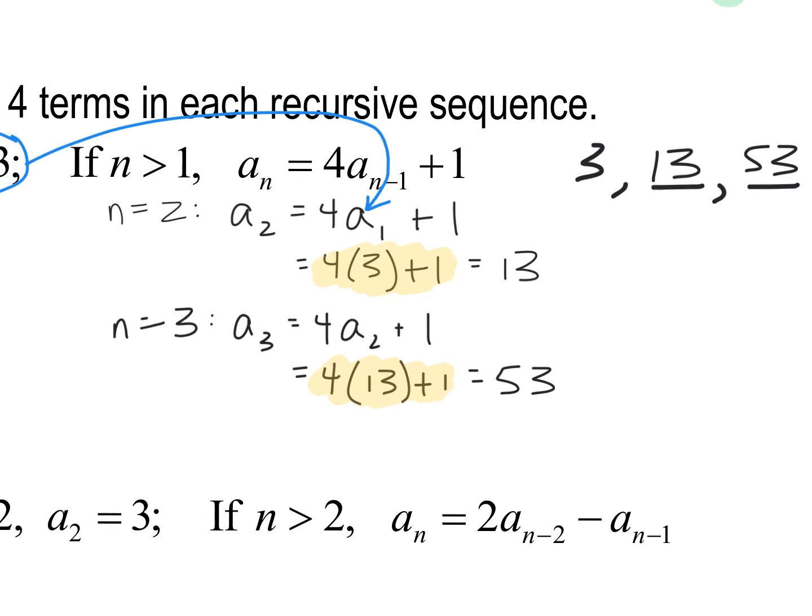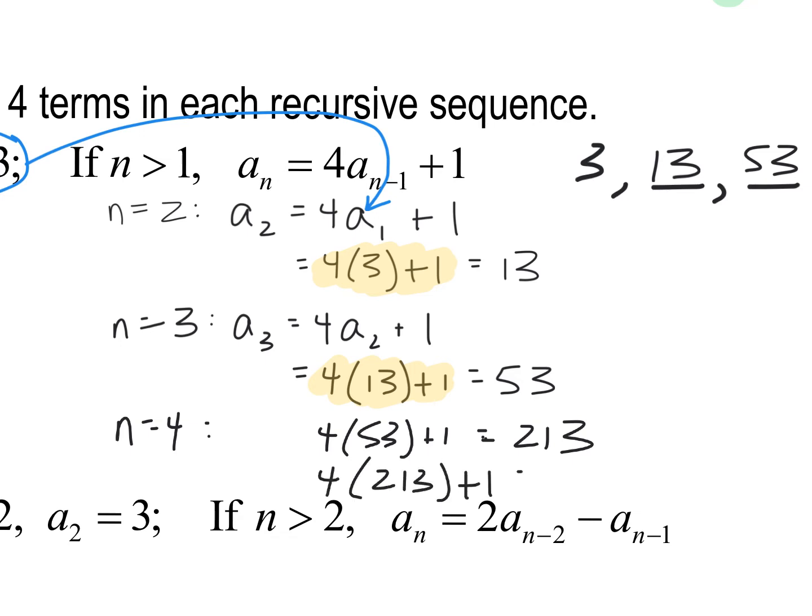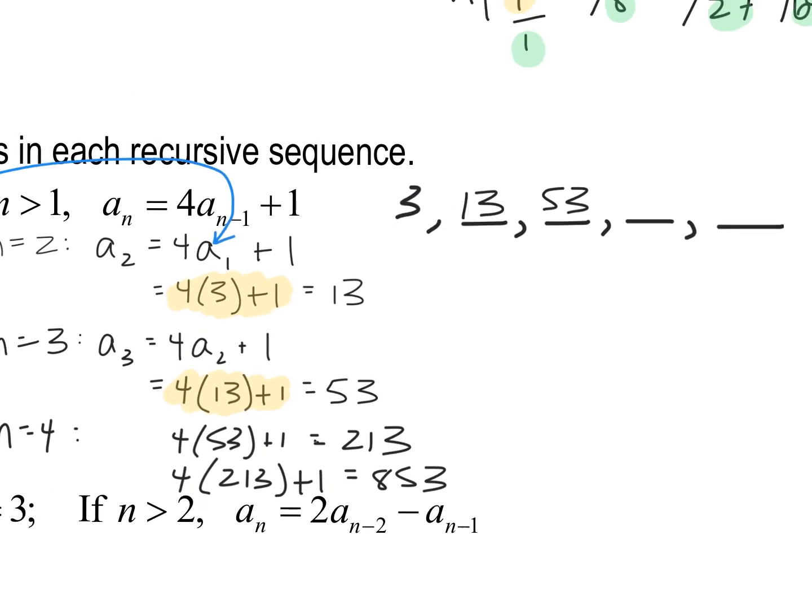So the next one for n equals 4. That means 4 times 53 plus 1. I'm always just using the previous term, right? But multiplying it by 4 and adding 1 gives me 213. And then the last one, multiply 213 by 4 and add 1 to it. Gives me a pretty big number, 853. Can fill these in. 213, 853. Kind of weird, right?